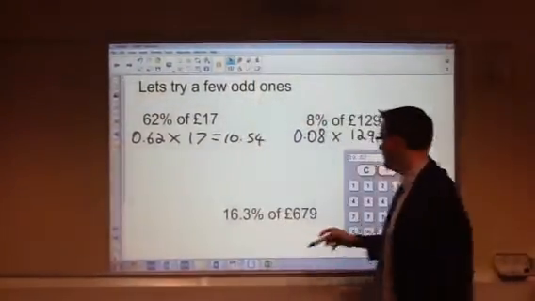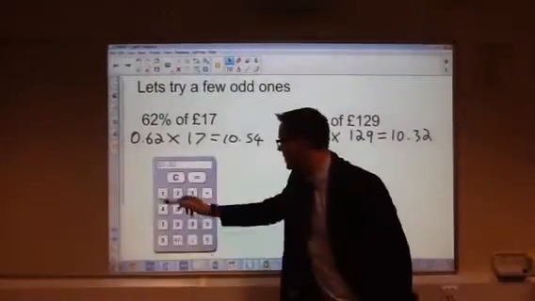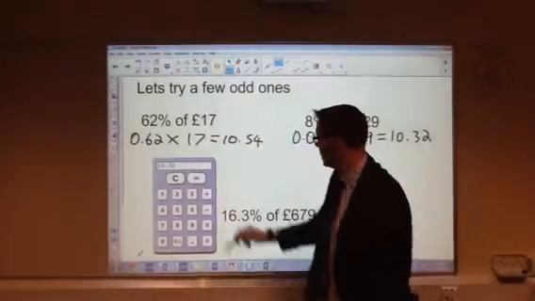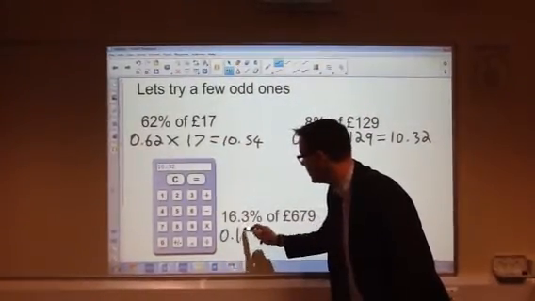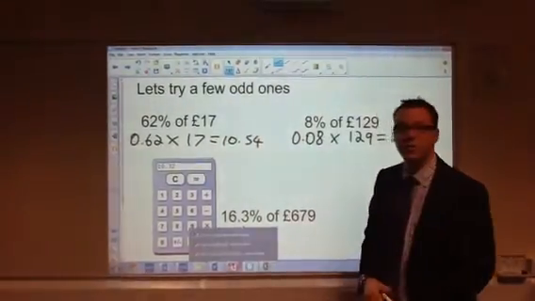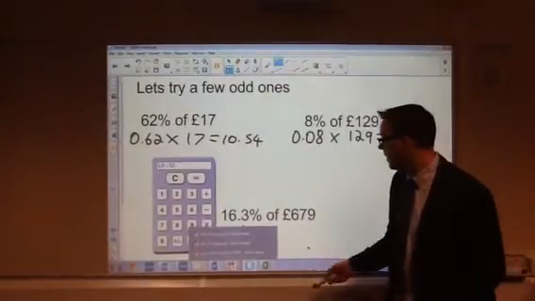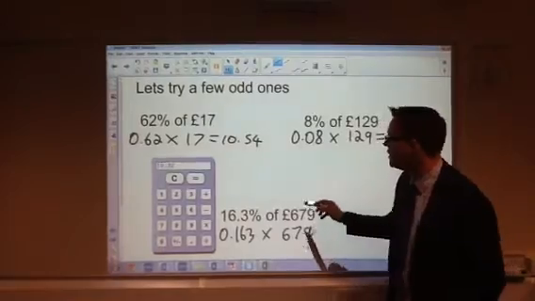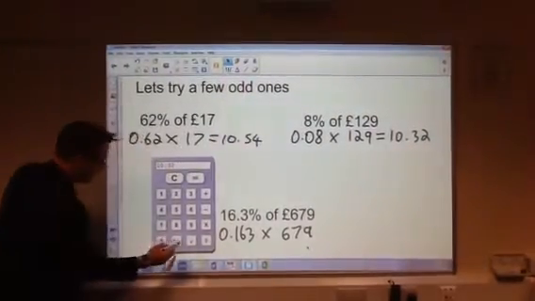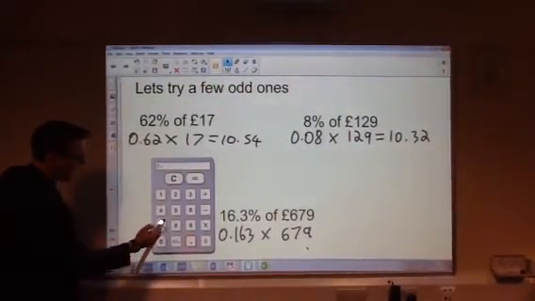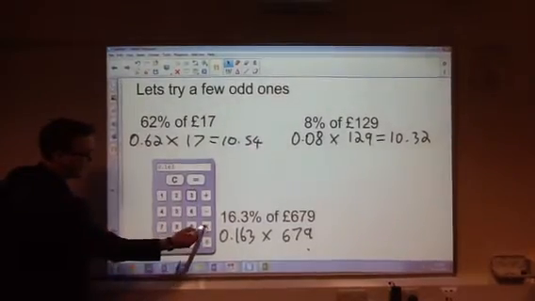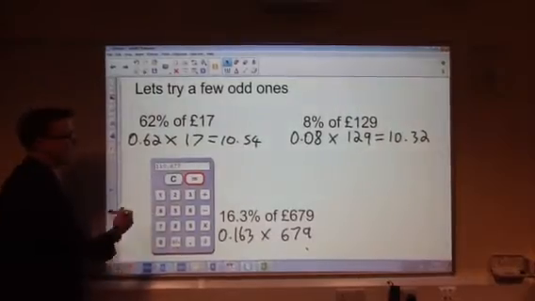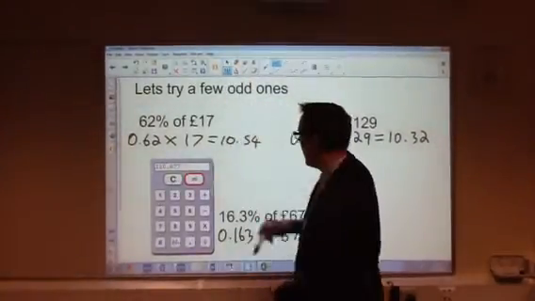My last one, 16.3%. Okay, don't panic about it, just divide by 100, so I get 0.163. Don't need a second decimal point. The 'of' again turns into a times, and we keep the 679. So on my calculator, 0.163 times 679 equals 110.6667.